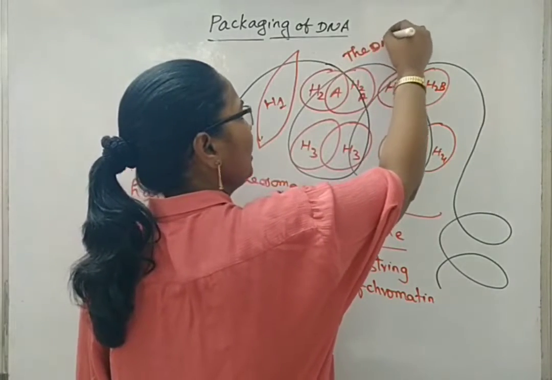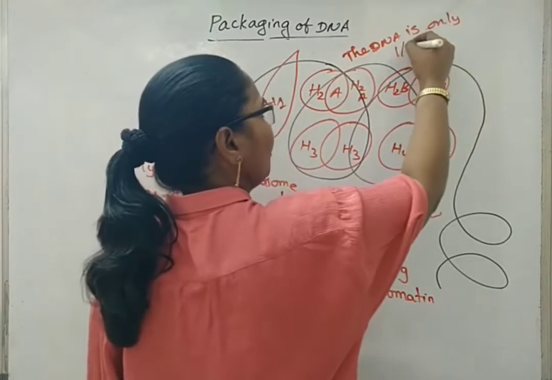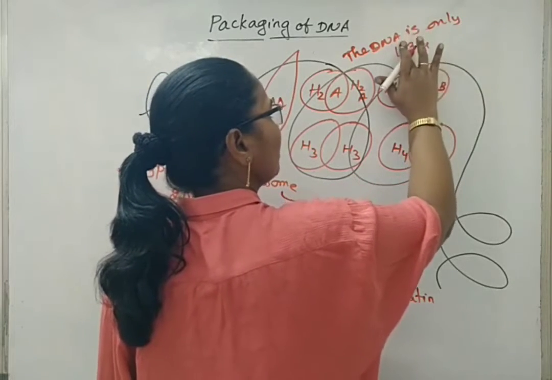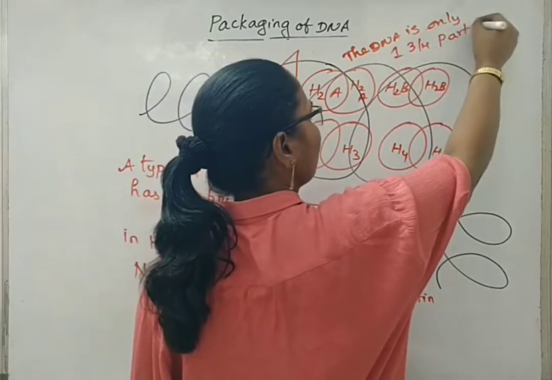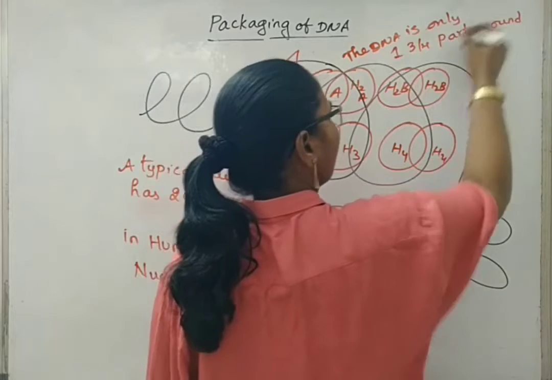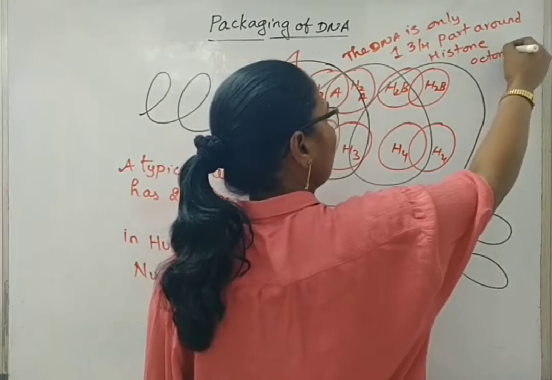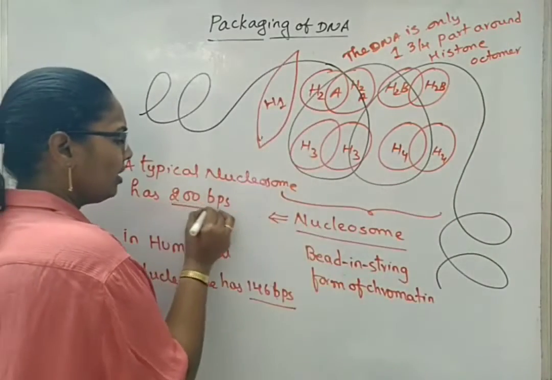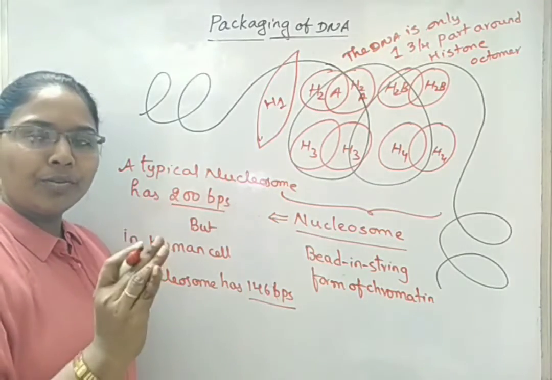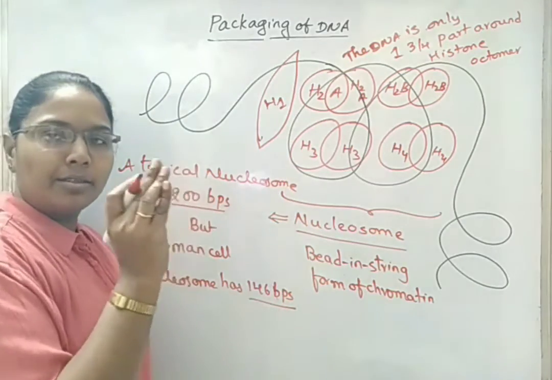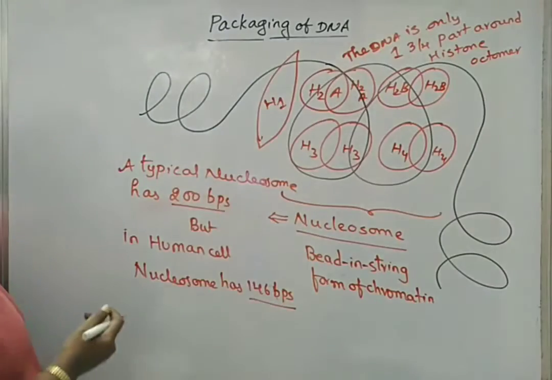The DNA is only 1 3/4 part around histone octamer. Means if we consider the total 200 base pairs in a typical nucleosome as one complete unit, out of that only, it means that 75% is only coiled around histone octamer.